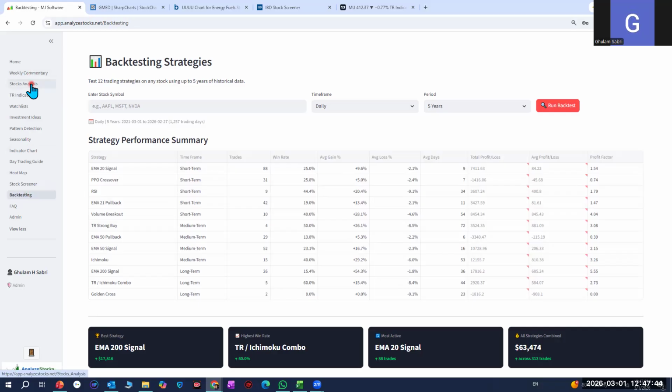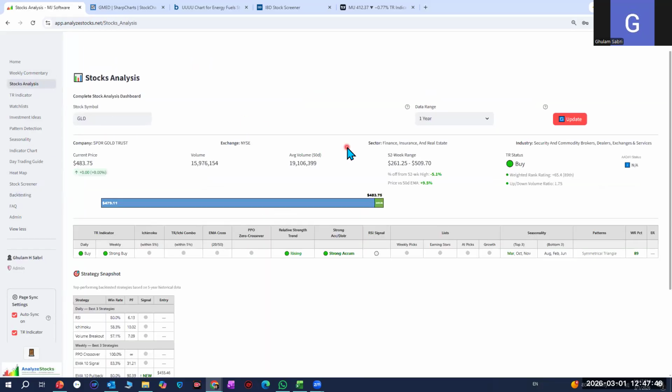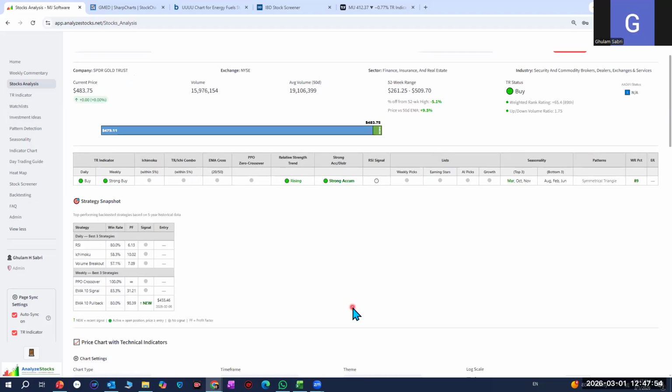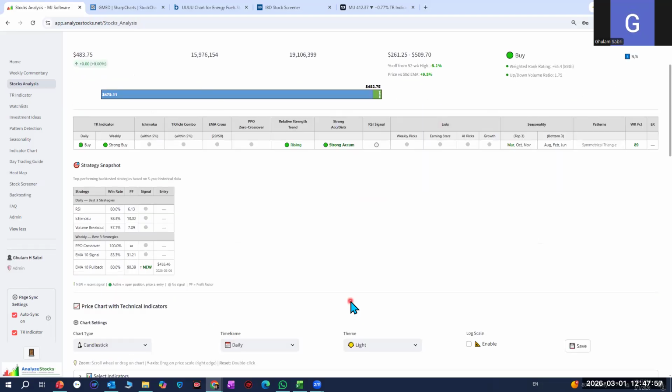I believe before making an investment decision, it's more like for investors, you want to take into account what are the best strategies available for this particular stock. For example, this is what gold is saying: it's a new signal for gold on 10 period EMA pullback starting on 6th of February. Not bad. So it's one of the best strategies giving a new signal for gold. Already in buy zone, both on the weekly, a strong buy zone on the weekly, and the daily is a buy zone.